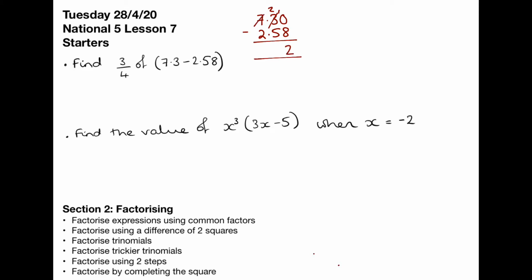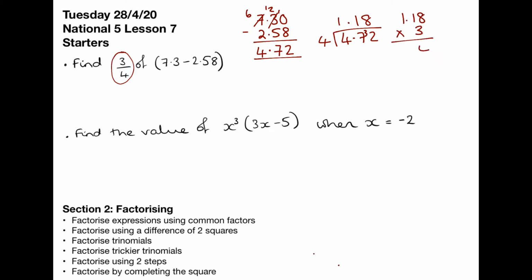So then we've got 10 take away 8 is 2. 2 take away 5 we can't do, so we're borrowing again. 12 take away 5 is 7. Keep your points in a line. 6 take away 2 is 4. So that's 4.72 that we're going to find 3/4 of. So we need to do 4.72 divided by 4. So that gives us 1, and then 1 and 8. So 1.18, and then we need to do 1.18 times 3 to get the 3/4.